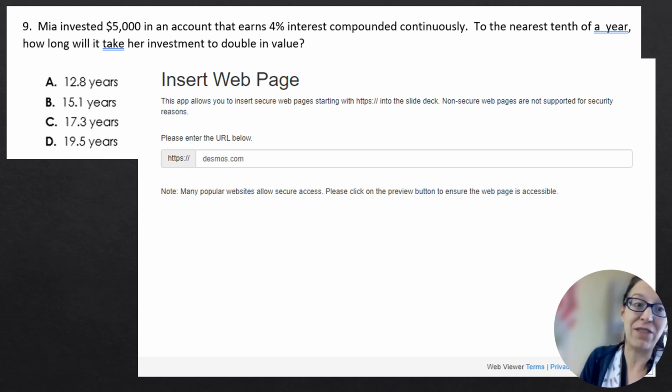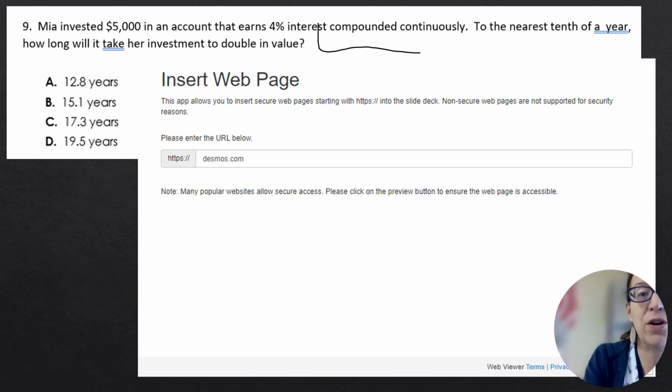So problem 9. Mia invested $5,000 in an account that earns 4% interest compounded continuously. To the nearest tenth of a year, how long will it take her for her investment to double? So this is one that you can't put the whole thing into Desmos, and you're not even going to graph anything. We're going to use it as a calculator on this one.